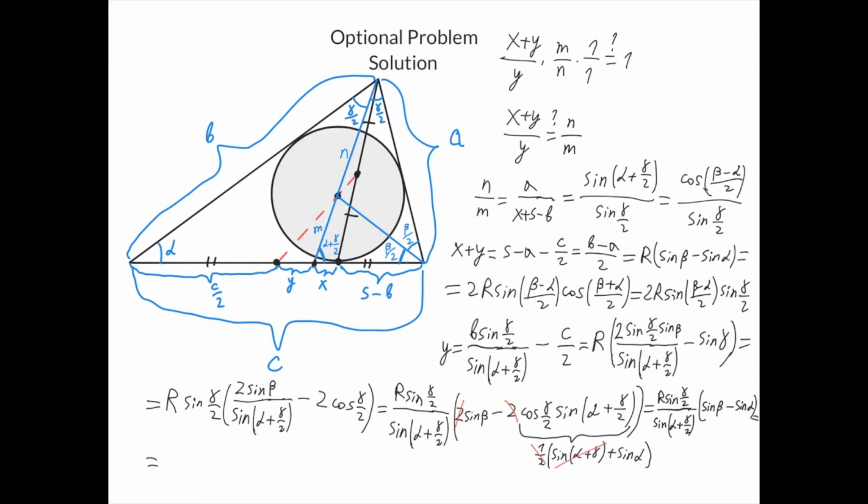Now we can apply the formula for sine of beta minus sine of alpha here, and we get sine of beta minus sine of alpha equals 2 times sine of beta minus alpha over 2 times cosine of beta plus alpha over 2. And then we can also write sine of alpha plus gamma over 2 as cosine of beta minus alpha over 2, just like we did here. Now note that cosine of beta plus alpha over 2 can be written also as sine of gamma over 2, just like we did here when we replaced cosine of beta plus alpha over 2 with sine of gamma over 2. So we can put a square on the sine of gamma over 2, and this is the final expression for y.